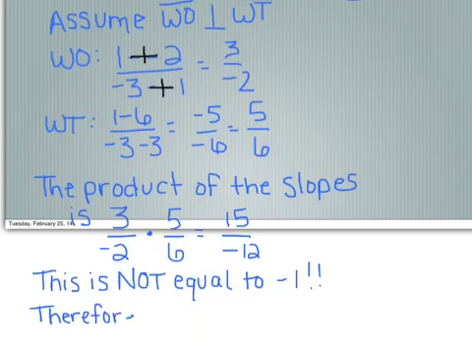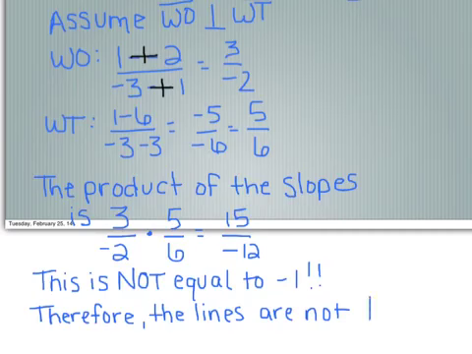So you do have to do a bit of writing for these, but the math should not be difficult. Okay, therefore the lines are not perpendicular. Remember, you can do that little square thing to show that you're done. Remember that.